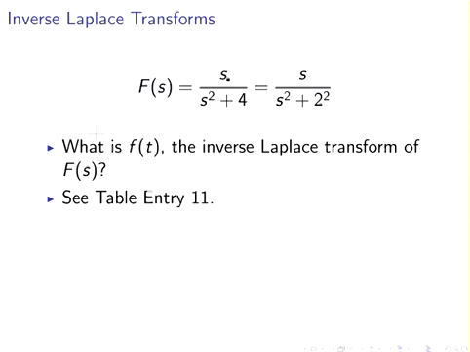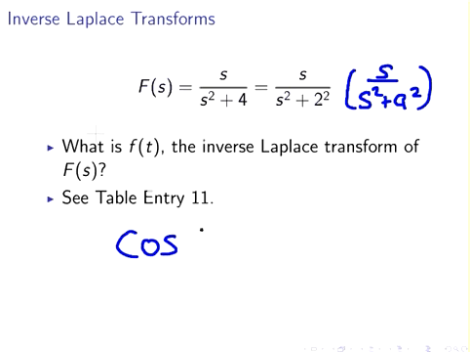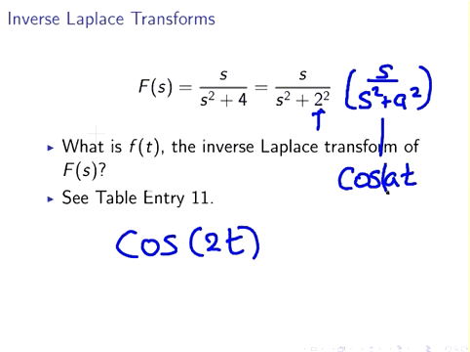Now, we can express f of s, which we just found to be s divided by s squared plus 4, with the 4 as 2 squared. I'm just going to draw your attention to table entry 11, which is related to the cosine. This is s over s squared plus a squared. So what is f of t, the inverse Laplace transform of that? Well, it is simply cos of at, where a is equal to 2. That's the only thing we're doing there. So f of t is equal to cos of 2t.